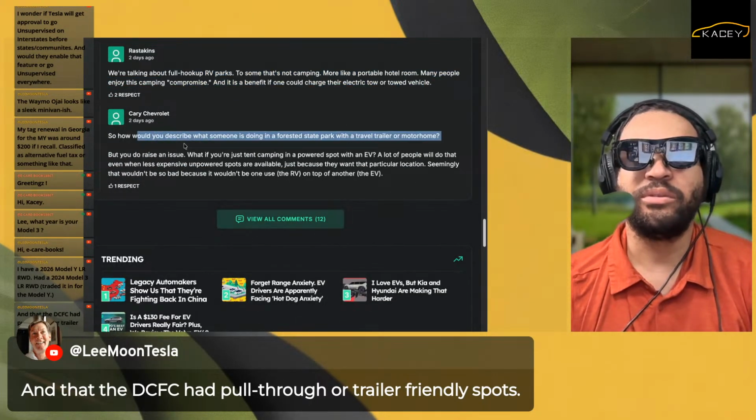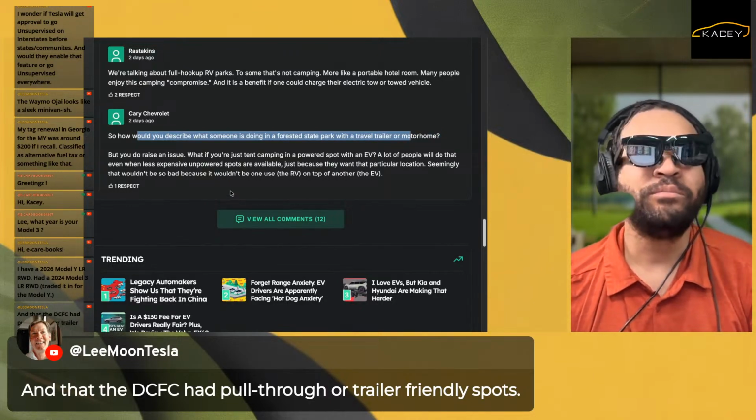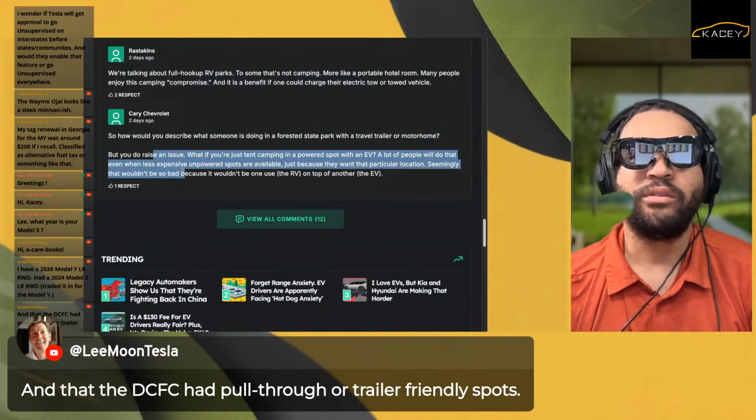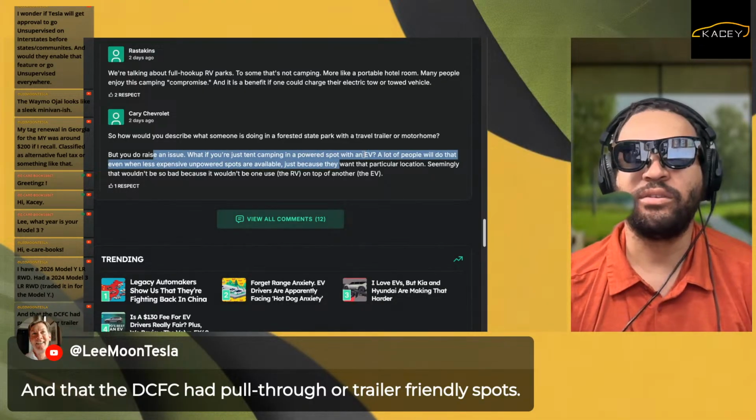So how would you describe what someone is doing in a forested state park with a travel trailer or a motorhome? Ooh, gotcha. Because you do raise an issue. What if you're just tent camping in a powered spot with an EV? Then these places don't even want you there at all sometimes.